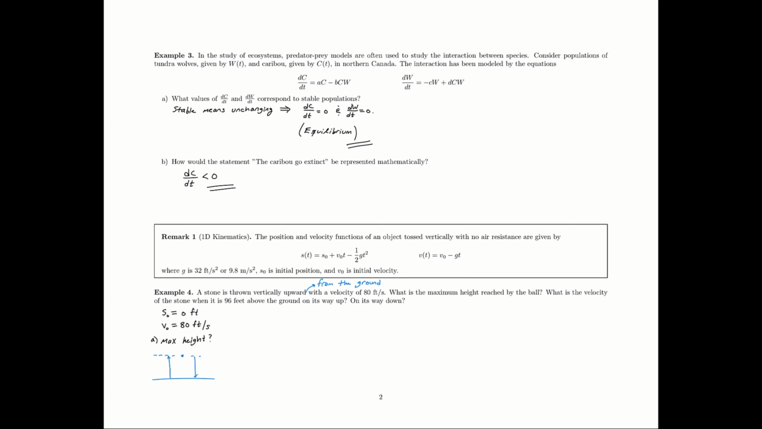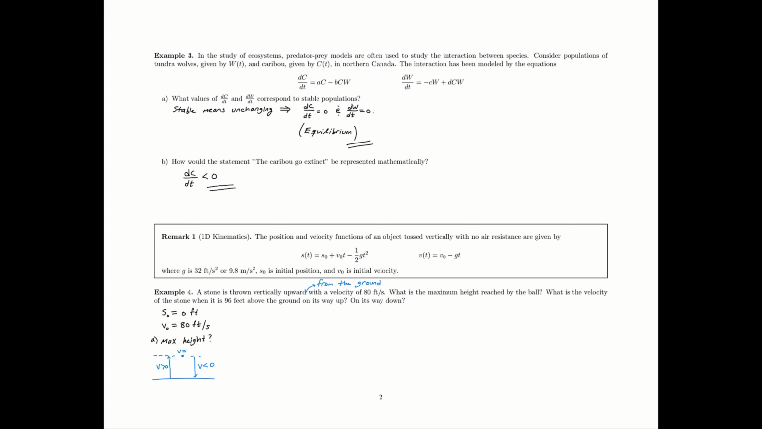When something is traveling upward, the velocity is positive. When something is traveling downward, the velocity is negative. So when something is at its maximum height, that means it's no longer increasing its height, but it hasn't yet begun to decrease its height. It's in that sweet spot.